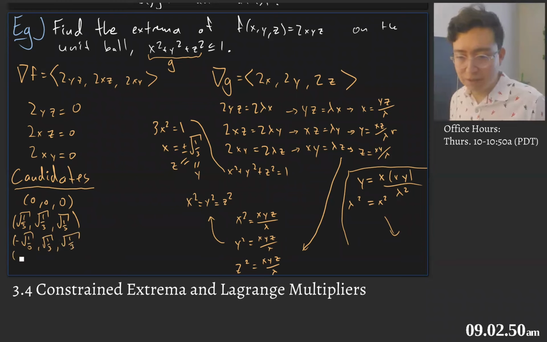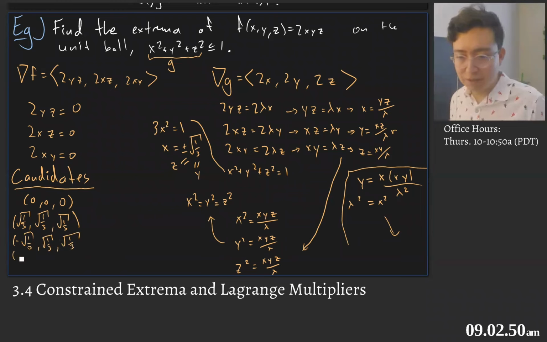I know the answer. If you count this 0, 0, 0, it's 9 total, but it should be 8 with just the ones on the boundary here. But yeah, that's the right idea.